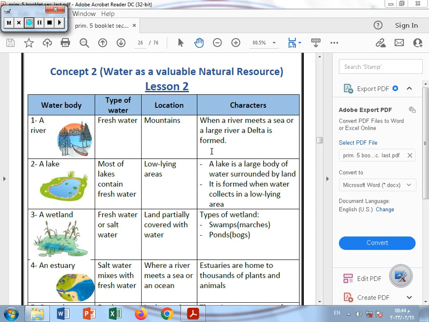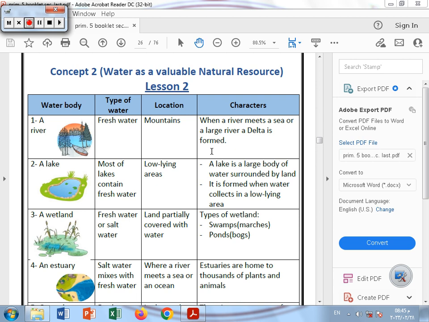So our first water body is a river. We know that the type of water in a river is fresh water, or all rivers contain fresh water. The location: any river starts from a mountain or from a high place, as the water flows from a high place to a low place. The characters of a river, we are going to discuss in the second part of the lesson. When a river meets a sea or a large river, something is formed which is called a delta, and we are going to talk about this in detail.